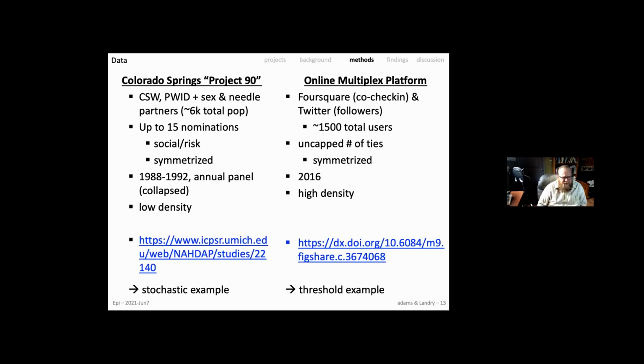These data are both available online for what it's worth, and we're using the Colorado Springs data for the stochastic example and the online multiplex platform for the threshold example, because those are the types of data over which these processes are thought to work.